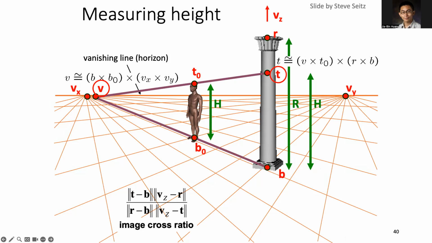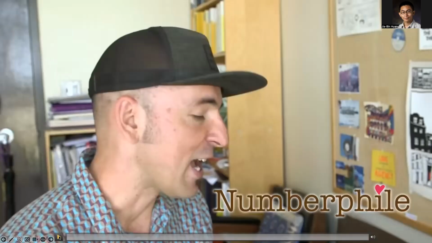Okay, so I'm going to show you a video that shows exactly how this can be done, how you can apply this cross ratio to measure something that you don't have direct measurements of. Okay, so I think it's a very long video. I want to see if I can skip something.